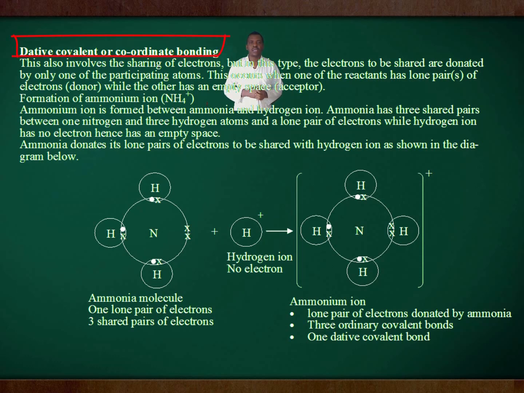Dative covalent or coordinate bonding. This also involves the sharing of electrons, but in this type, the electrons to be shared are donated by only one of the participating atoms. This occurs when one of the reactants has a lone pair of electrons and is called the donor, while the other has an empty space and is called the acceptor.